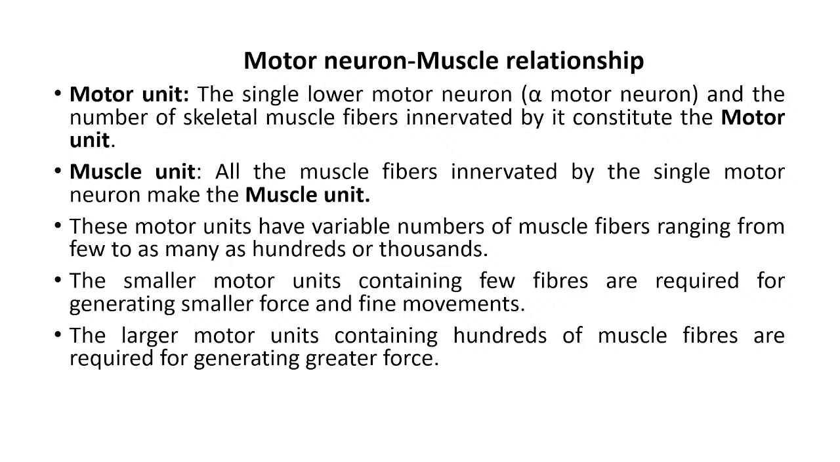So we have the muscle unit. It simply means that all the muscle fibers innervated by a single motor neuron make the muscle unit. Here, a single motor neuron innervating a definite number of muscle fibers is the motor unit. Here, when a single motor neuron supplies all the muscle fibers within the muscle, that is called the muscle unit. So you can imagine that when force is generated, whether mild, moderate or severe, different proportions of muscle units will come into action. Got it?